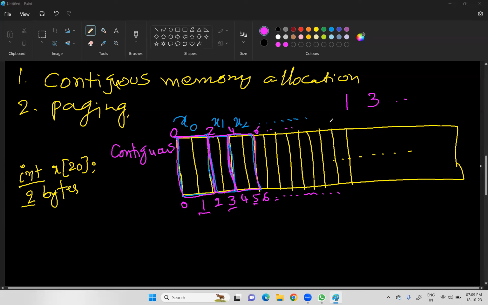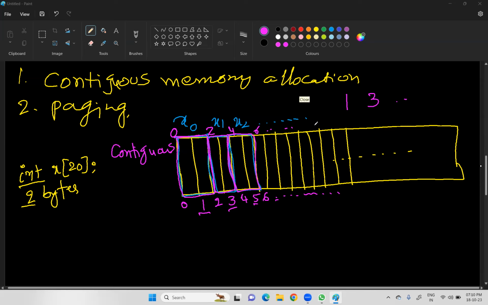Hope that it is understood by you. Yes, understood, sir. This contiguous understanding is very important while talking about contiguous memory allocation.